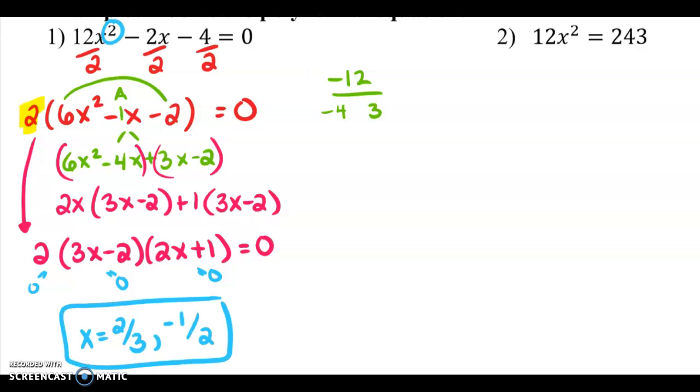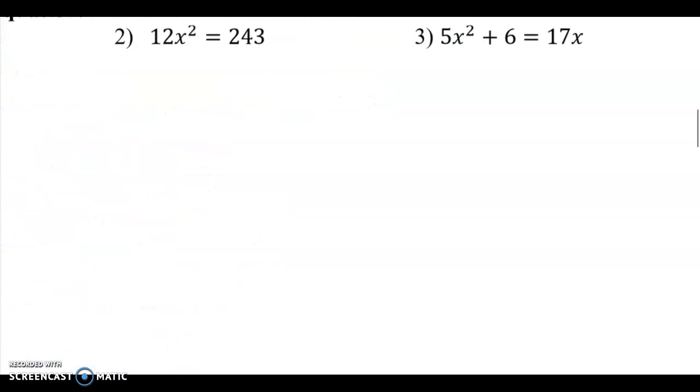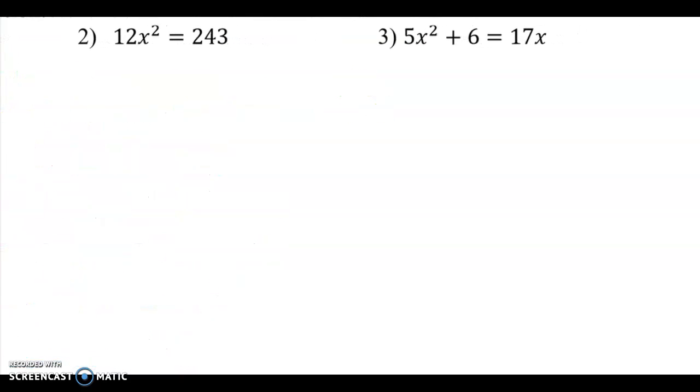My highest exponent was squared, so it all works out. All right, going over to the next one. This one's not set equal to 0, so I have to do that step. So I'm going to subtract over 243 to the other side. So now it's set equal to 0.